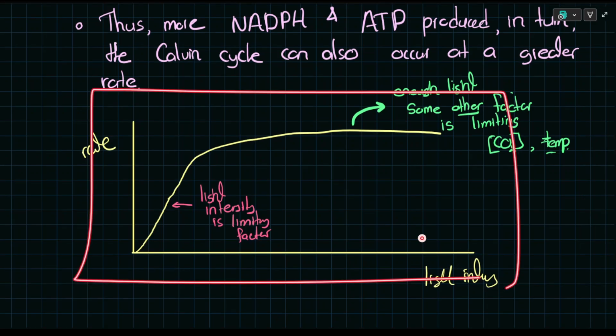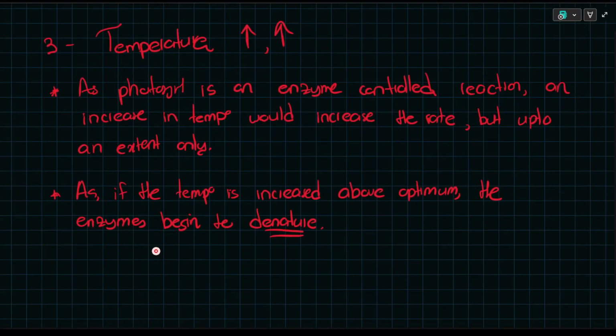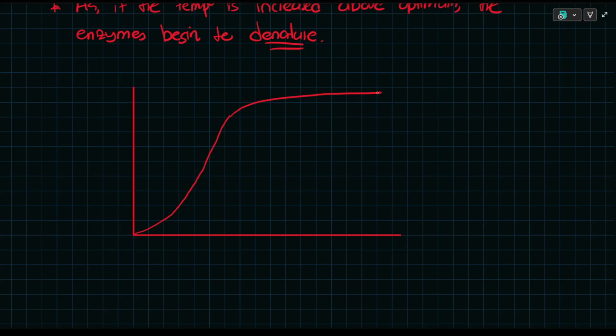So light intensity increases, that happens. Carbon dioxide concentration increases, that happens. Temperature is not like that. That's why I told you that temperature is a rather special limiting factor. So if I were to assess that, it would look something like this. Temperature increases, rate increases. Now what you would expect is the curve to plateau like this.